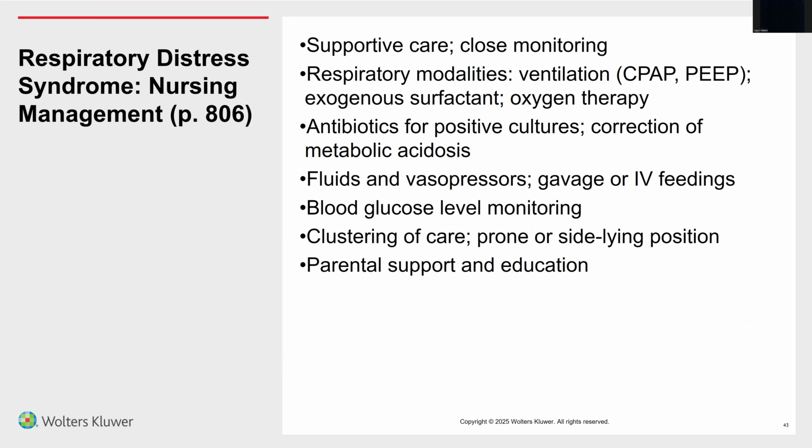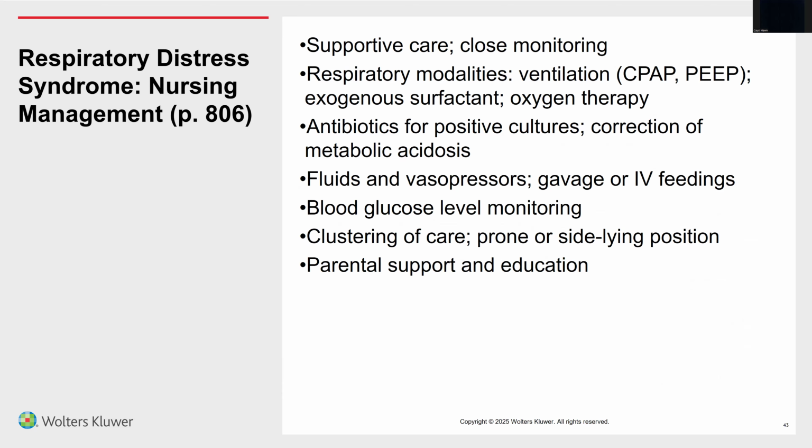If they suspect any kind of infection, they're going to get blood cultures and provide antibiotics until they get the results back on those blood cultures. And if the blood culture is positive, they may resume those antibiotics, the ampicillin and gentamicin, or change it to an antibiotic that's going to cover that bacteria. If it's viral, then they're probably going to take them off the antibiotics and use other methods. And of course, we want to correct any metabolic acidosis.